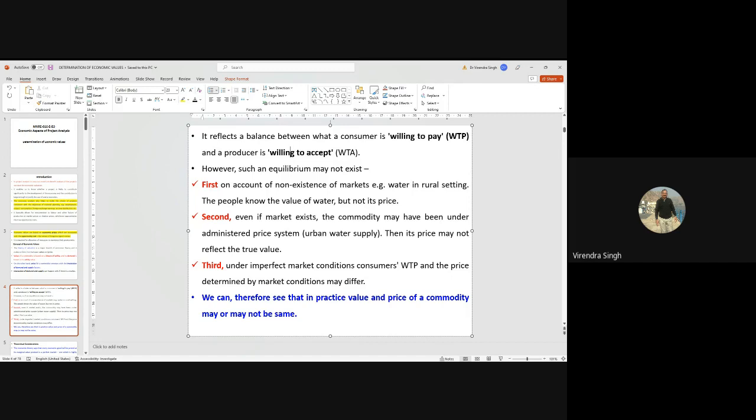There are these reasons we have discussed. Firstly, non-existence of a market, and secondly, administrative interference in the market mechanism, and thirdly, imperfections in the market. So we can therefore see that in practice, value and price of a commodity may or may not be the same.